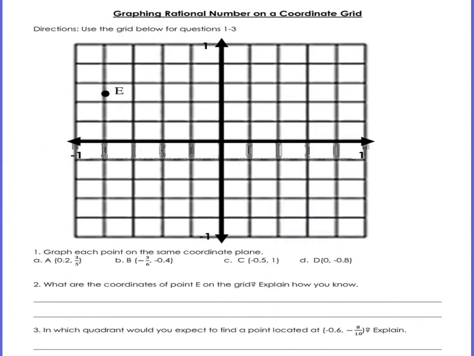All right, so here we go. What we're going to do is graph all these numbers. We're used to graphing whole numbers in the coordinate plane, and now we're going to not only add negatives to that, but we're also going to add rational numbers. So numbers that have fractional parts can be included on the coordinate grid. All right, so we're going to graph each point on the same coordinate plane.